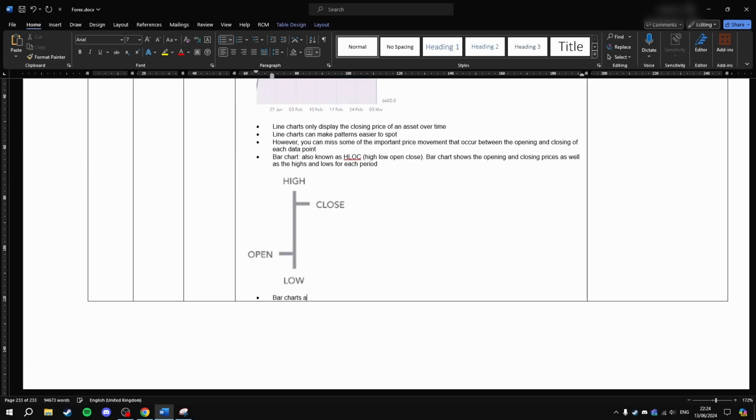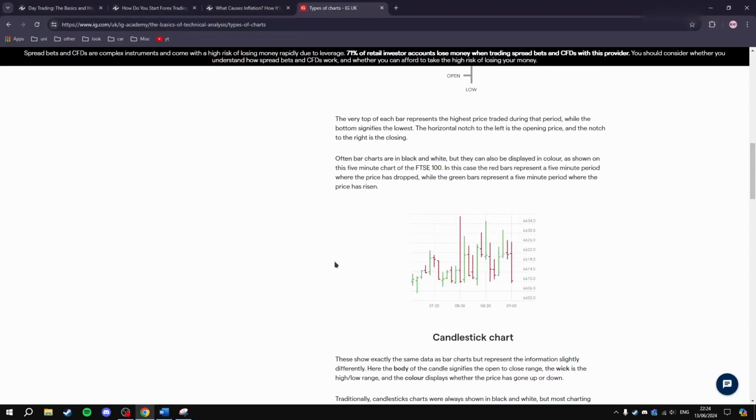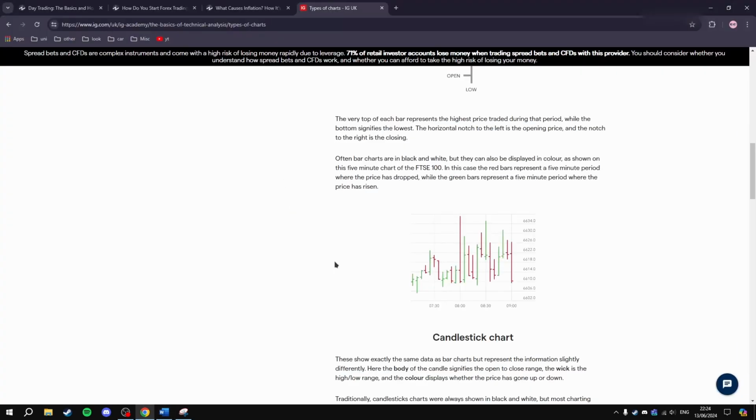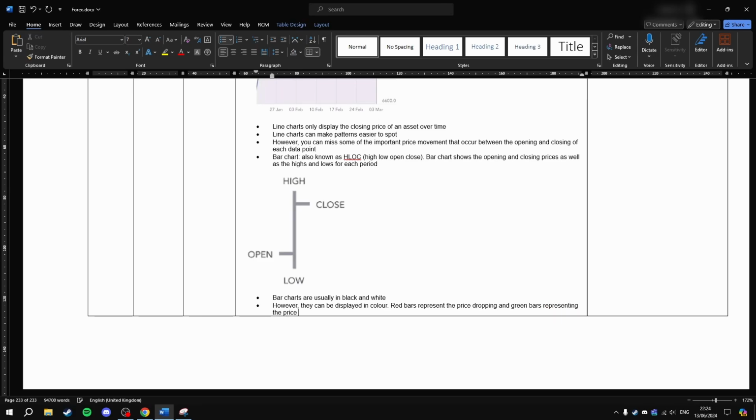Bar charts are usually in black and white. However, they can be displayed in color. Red bars represent a drop in price, and green bars represent the price rising.